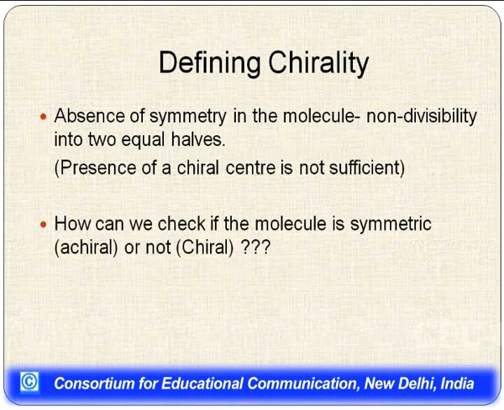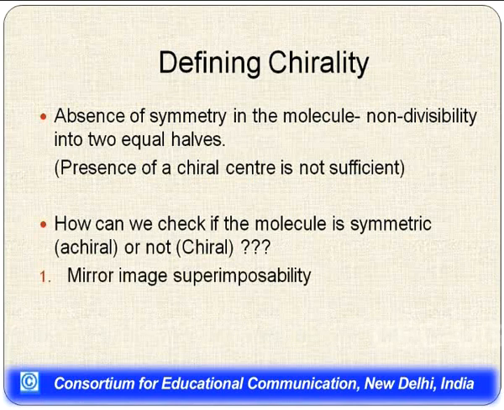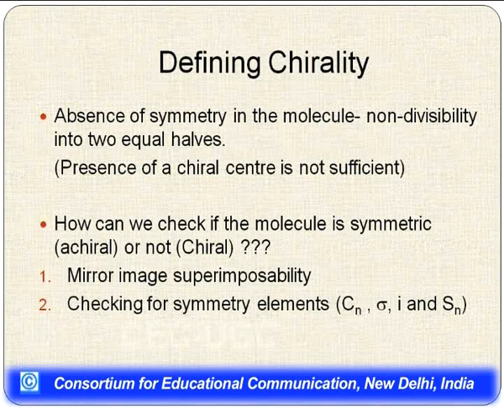Now, what is the way we can check whether the molecule is symmetric, achiral or not? That means the molecule is asymmetric or chiral. So, there may be one way, like we have already done, mirror image superimposability. The other way may be checking for symmetry elements. Symmetry elements are a certain kind of operations, or we can say certain types of rotations and reflections of the molecules. We can check whether the molecule is symmetric or not. So, we would be defining today 4 types of symmetry elements. We can see how far we can go.